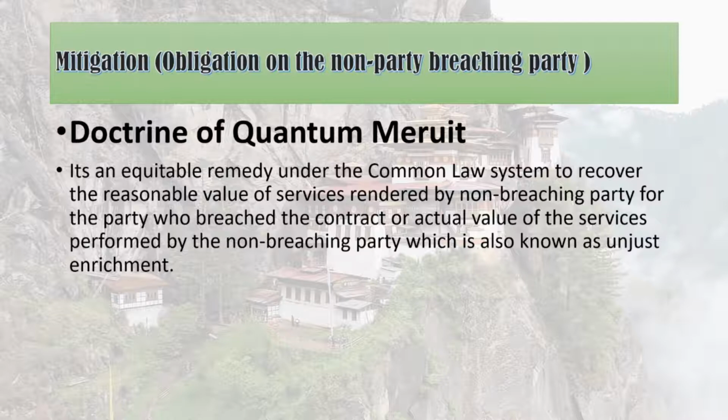So in a way, in this quantum merit, the two other important components are unjust enrichment and restitution, which are modern designations of the doctrine of quasi-contract, which is based on the equitable principle that a person shall not be allowed to enrich himself unjustly at the expense of the other.